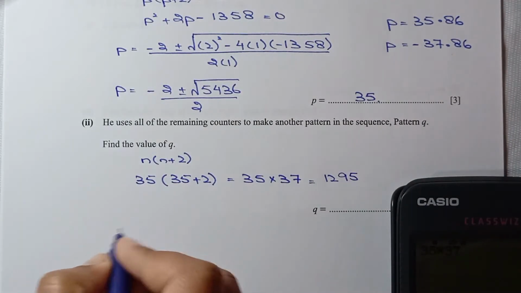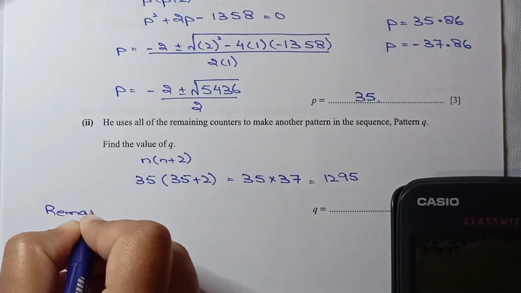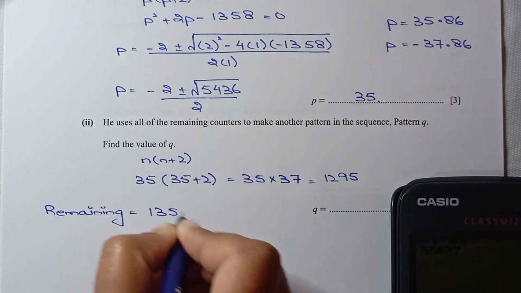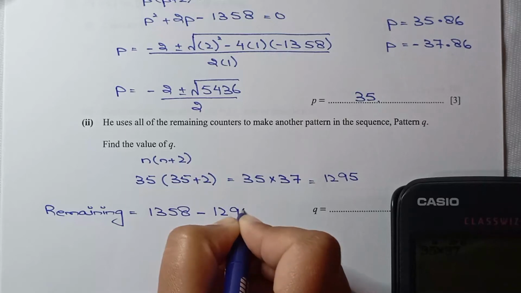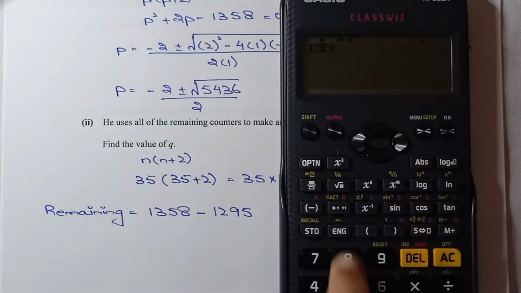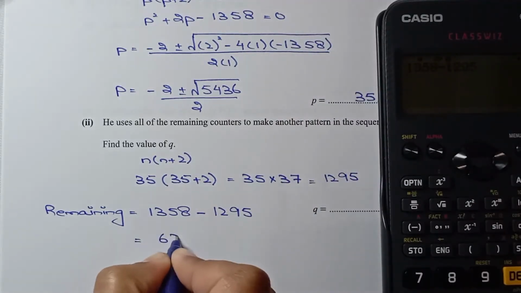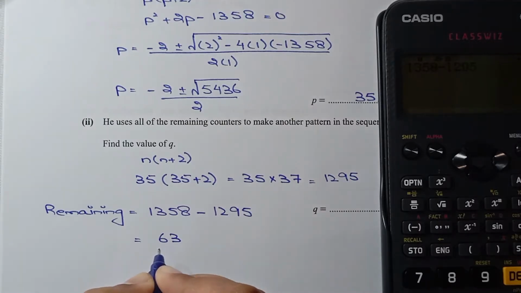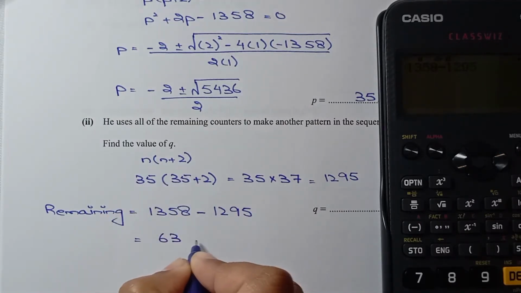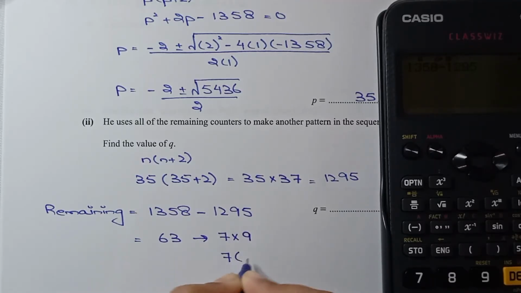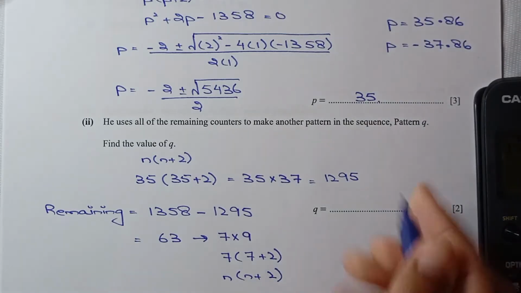Now we need to find the remaining counters. Remaining counters would be 1358 are total, and subtracting 1295. 1358 subtract 1295, 63 counters are left. How can we convert it into this way? So 63, we know that 7 times 9 is 63. 7 into 7 plus 2, right? So this is n into n plus 2, right? So n, or we can say that the value of q is 7.